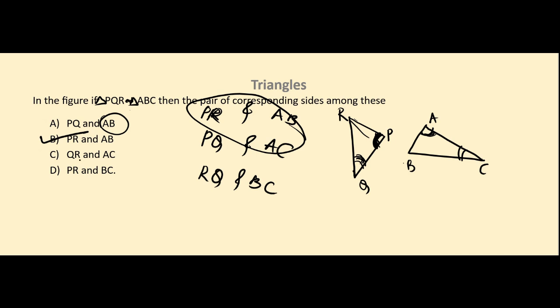See here, for option C, QR and AC. For QR, it should be BC, but they have given AC. And for PR, it is AB, but they have given BC. So not possible. So the correct option is B.